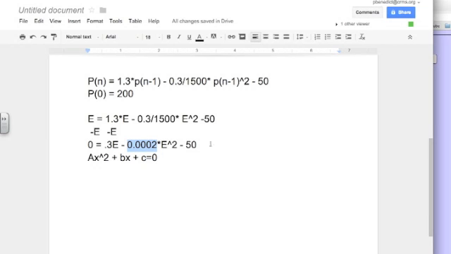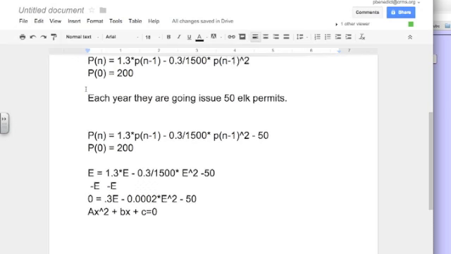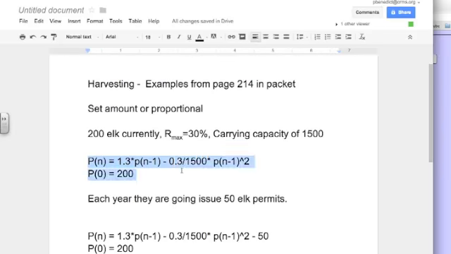Okay, and we talked about how we could find the equilibrium value by plugging in E and then turning it into a quadratic equation and solving. And now let's look at the proportional harvest. So you can see in that second example there that they are harvesting 10%. Okay, so we'll kind of copy down this equation here. It's kind of my starting amount, right?